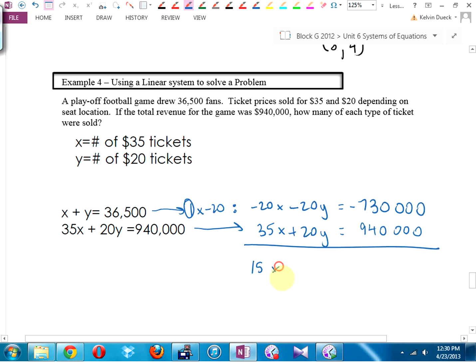Fifteen x equals 210,000. Double check. Yeah. Please tell me that when you divide by 15, this works out evenly with no decimals, because I don't want a fraction of a ticket. I hope. Yes, and positive, because I knew that ahead of time. What do you get? x equals 14,000.